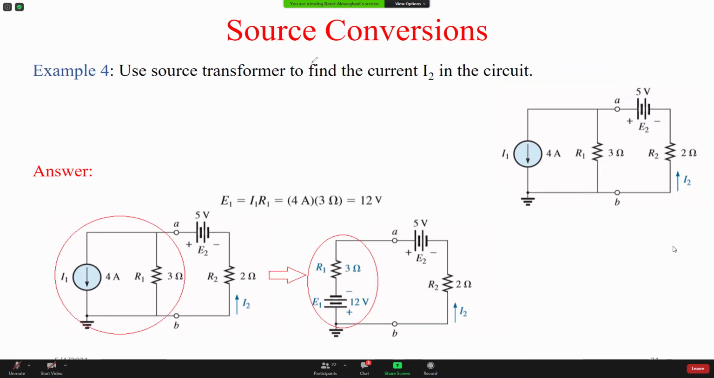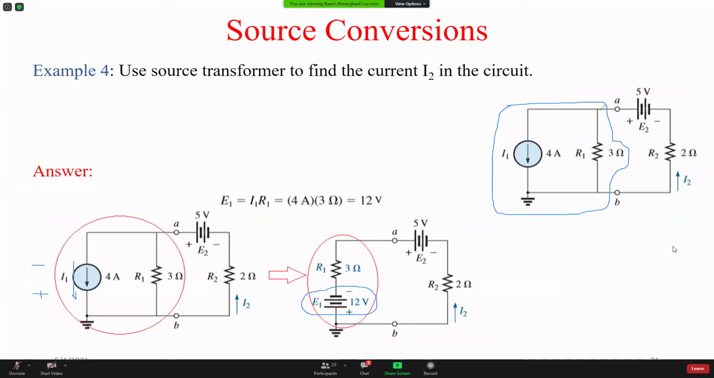Now the question says find the current I2, the current going through the R2 this way. It might be easy to change this current source between these two terminals into a voltage source, and it's not difficult. You're going to see the direction of the current is down. It means the polarity is like this for the battery. What is the value of the equivalent battery? It's just I times R, so 4 times 3 is 12. The resistance is the same.